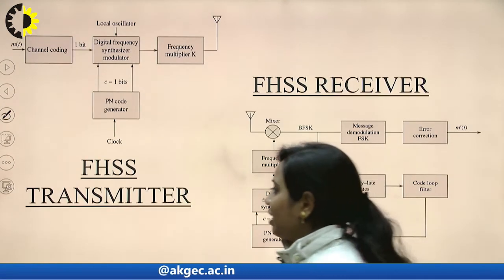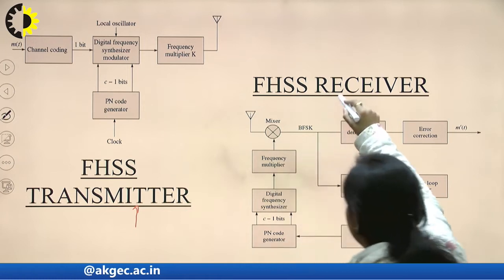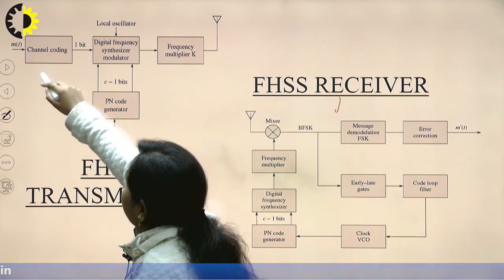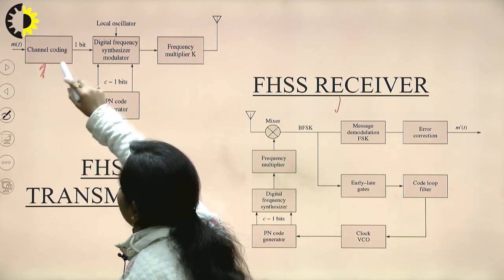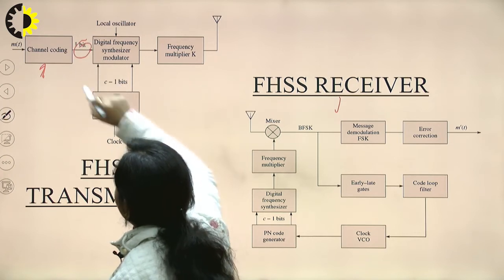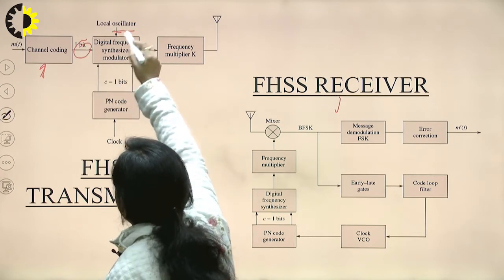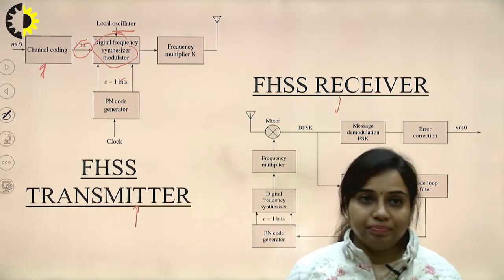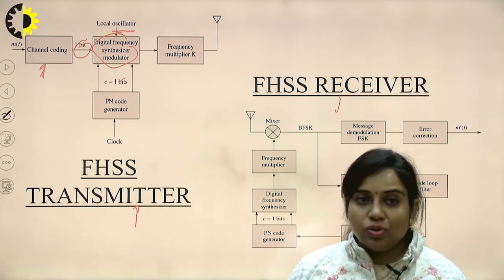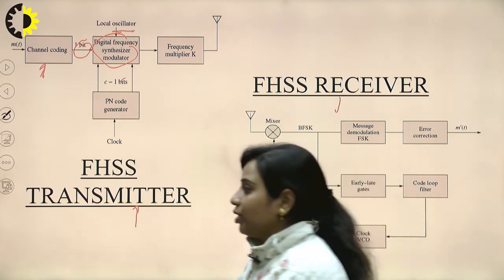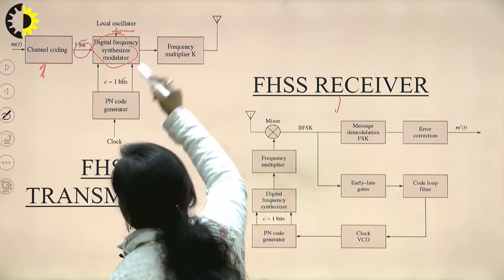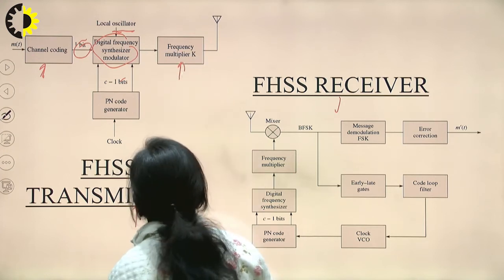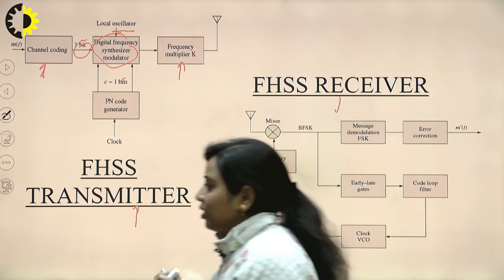Now next is the FHSS transmitter, and this is the FHSS receiver. In this transmitter we have an input signal, m(t), applied to a channel coding, and the output of this channel coding will be 1-bit data. This 1 bit of data is applied to a digital frequency synthesizer, and we need to apply the PN sequence code. This PN sequence code is variable in nature and has a higher number of bits. It is applied to this local oscillator and this frequency multiplier, which has k number of bits. So this is the FHSS transmitter.